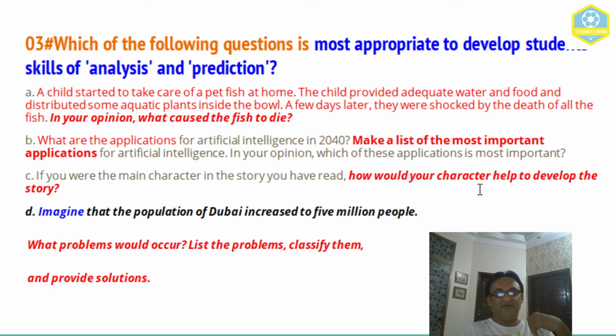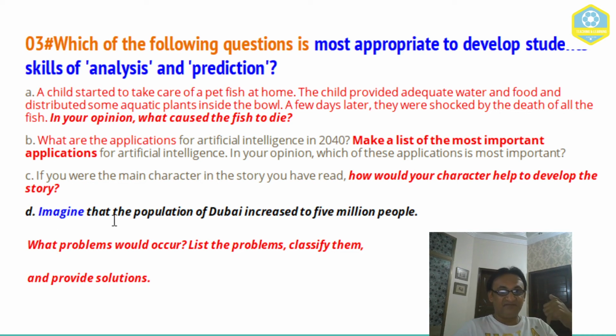So you can see here, D: imagine that the population of the world increased to 5 million people. Now this is the one. Imagine is the production, that the population increased to 5 million. This is the production. What problem would occur? This needs analysis. List the problems, classify them, and provide the solution. So we combine listing problems, classifying them, and giving them solutions.